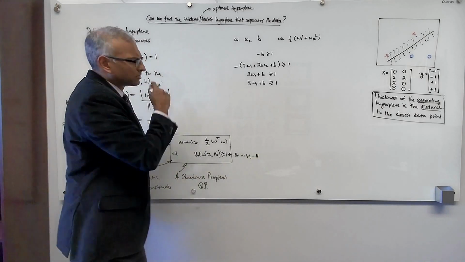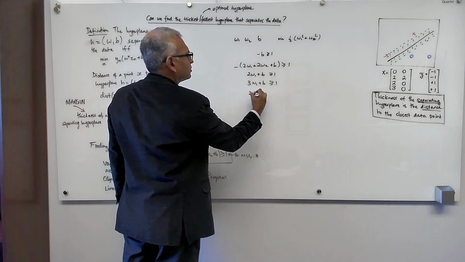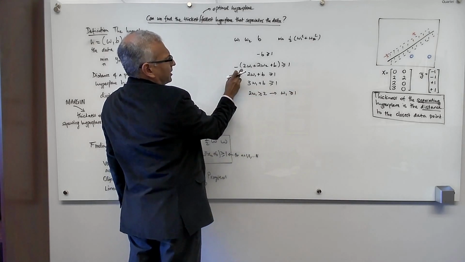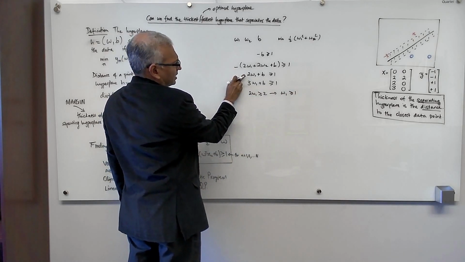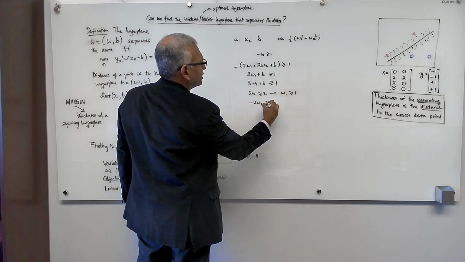So let's solve. If you add this and this, the b's cancel, so you get 2w1 greater or equal to 2. This implies w1 greater or equal to 1. If you add this and this, then the two w1s cancel, the b's cancel, so we get minus 2w2 greater or equal to 2.